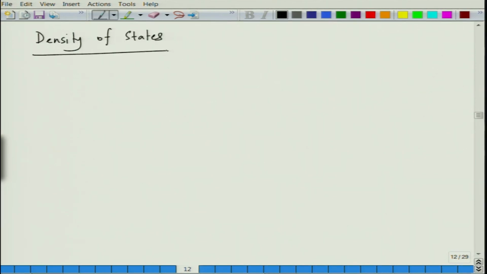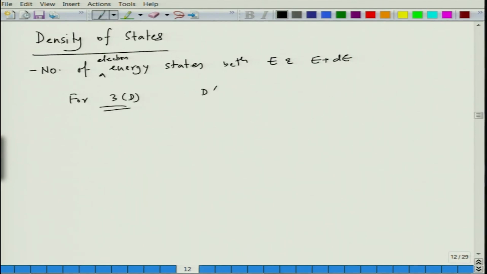Density of states is basically the number of electron energy states which occur between an interval E and E plus dE. So this is the number of electronic energy states between E and E plus dE. This density of states in E for 3D, we define this as g(E) dE.